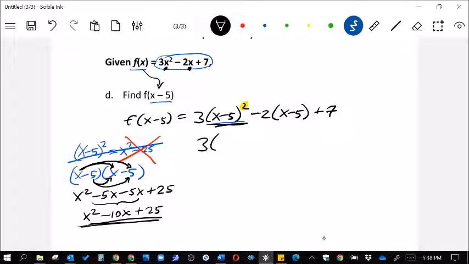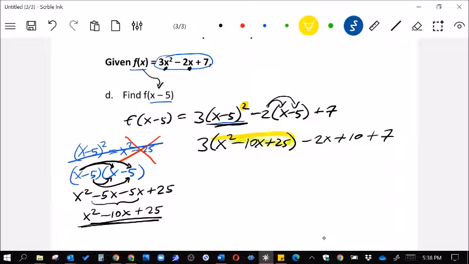So you'll do 3 times, and we'll do 3 times for all of them the next step. And then I'll continue with negative 2x plus 10, because I'm going to do negative 2 times that, and negative 2 times that, and then plus the 7. This is the place that people make mistakes. This is the correct way of doing it. Okay, and I got it from here. Now, that's the way that it should be done. But be careful not to make that mistake.